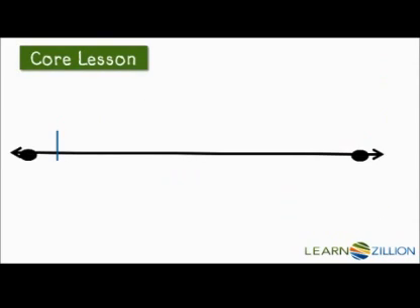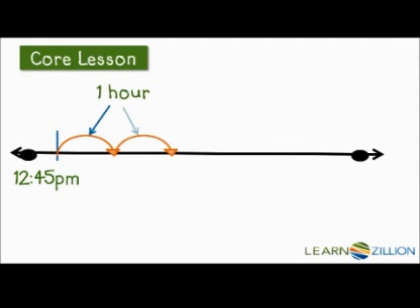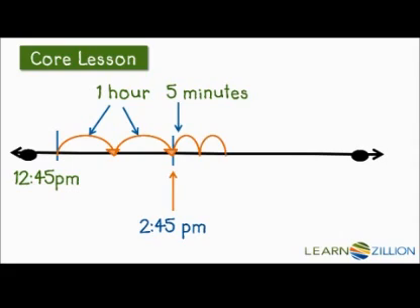We put 12:45, the start time, on the number line, and we're going to count up 2 hours to 1:45 and then 2:45. That's our 2 hours. And now we're going to count 10 minutes in 5-minute chunks to 2:50 and 2:55. And so now we know our end time. We know that after 2 hours and 10 minutes, it would be 2:55 p.m.